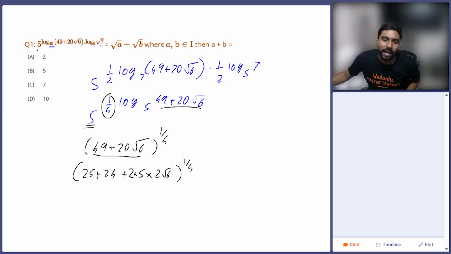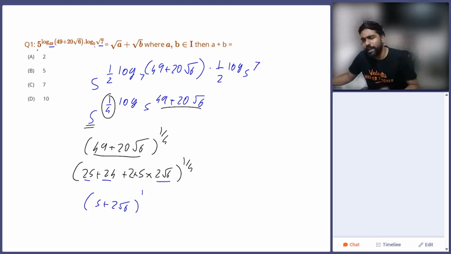Why? Because now I have a square, b square, which is 2 root 6 square over here, plus the 2ab part over here. Which means what is this? This is 5 plus 2 root 6, the whole square. So that square and power 1 by 4 will get cancelled out. You have 5 plus 2 root 6 power 1 by 2.